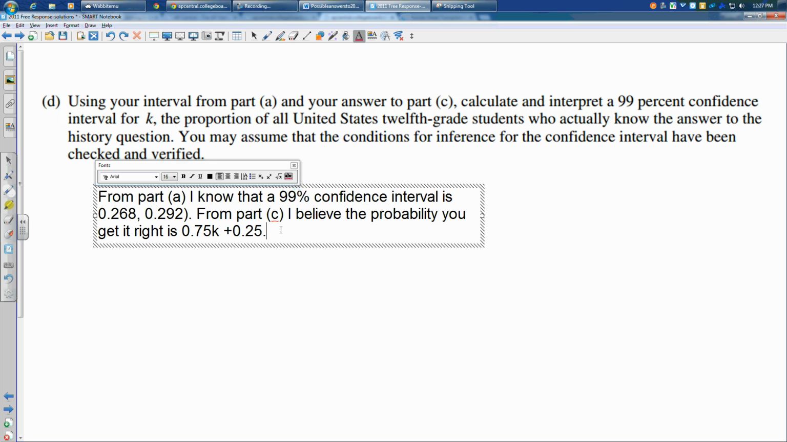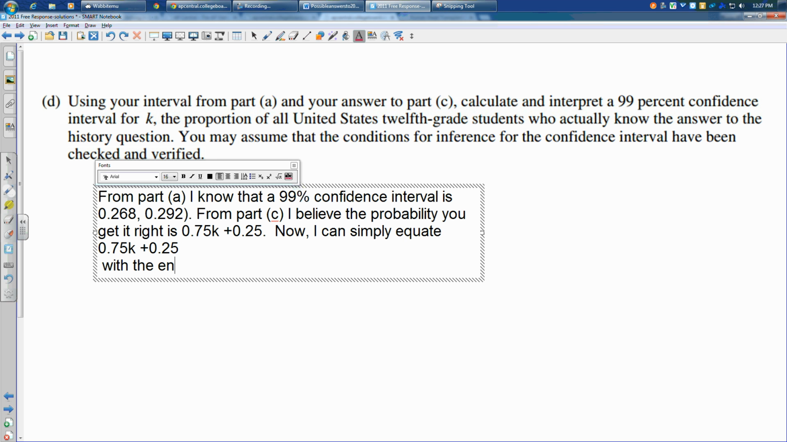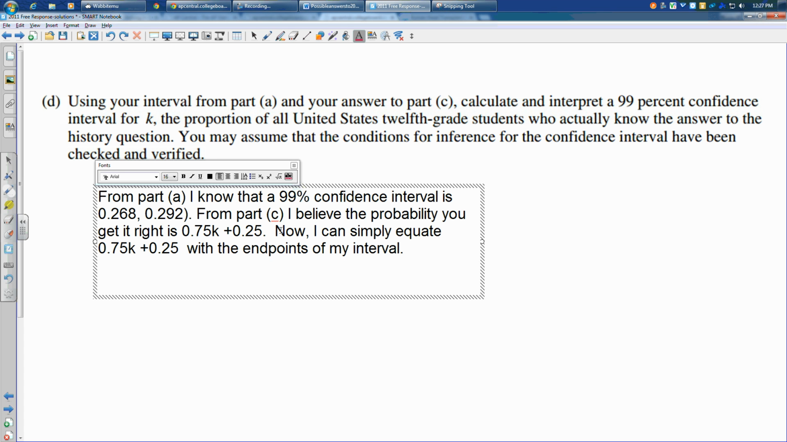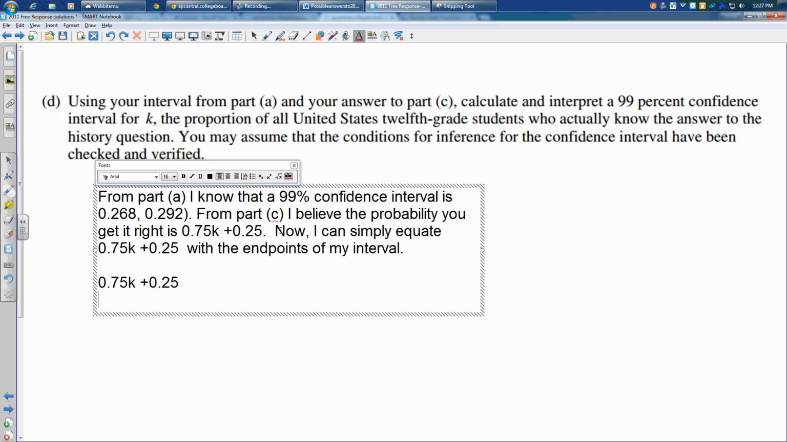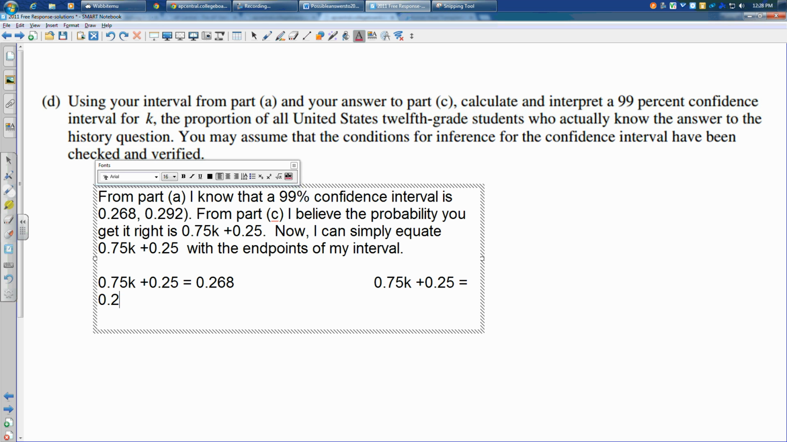And so now I'm just going to simply equate those. Now I can simply equate this with the endpoints of my interval. So I go that equals that, and I'll scoot over here, or that equals this. Let me make this a little bigger.